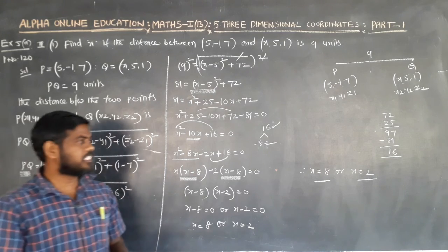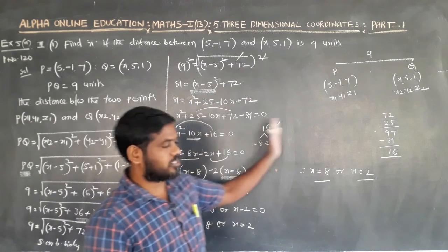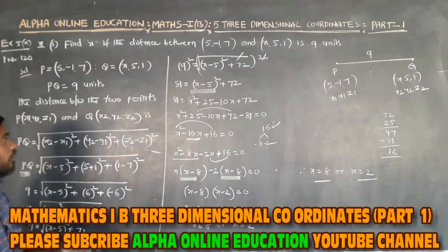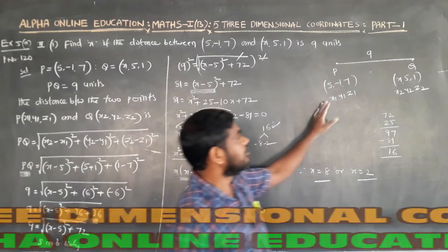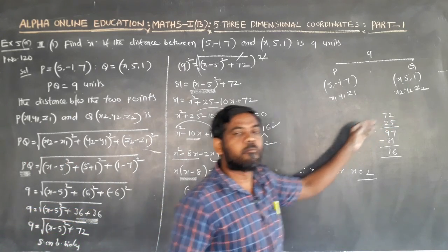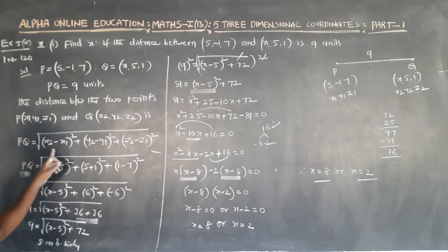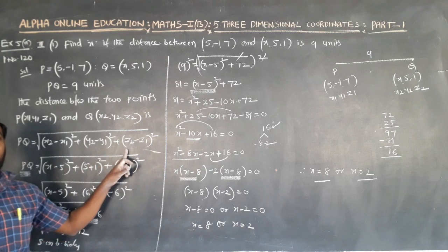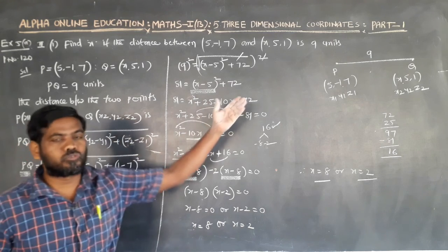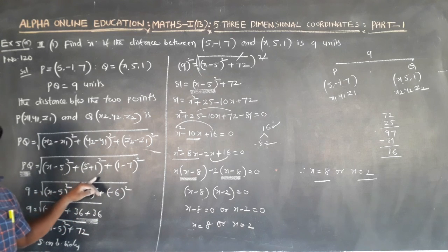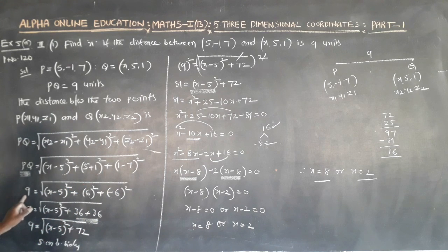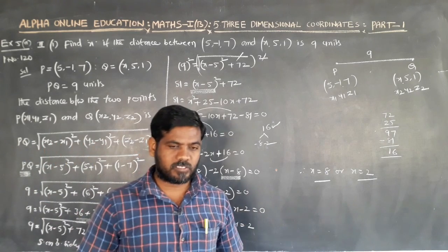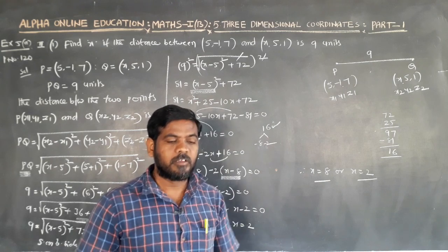This is the process for finding the value of x. First, find the distance between the 2 points: first point (x1, y1, z1), second point (x2, y2, z2), using the formula √[(x2 − x1)² + (y2 − y1)² + (z2 − z1)²]. Substitute the values, equate to 9, simplify, and get the value of x. This is the process, a very important problem.